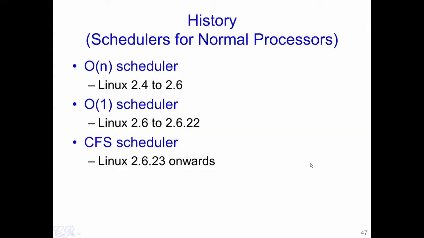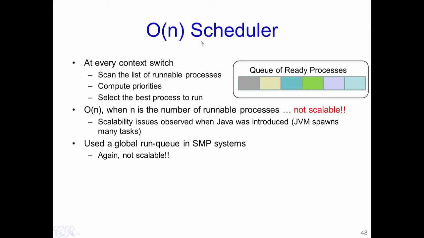Looking from a historic perspective, over the years, from Linux 2.4 to 2.6, the scheduler adopted was known as the O(n) scheduler. Then from Linux 2.6 to 2.6.22, the scheduler was called the O(1) scheduler, and the scheduler currently incorporated is known as the CFS scheduler. Now we will look at each of these schedulers in the following lecture. So let's start with the O(n) scheduler.